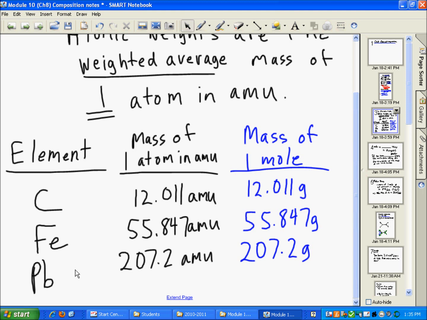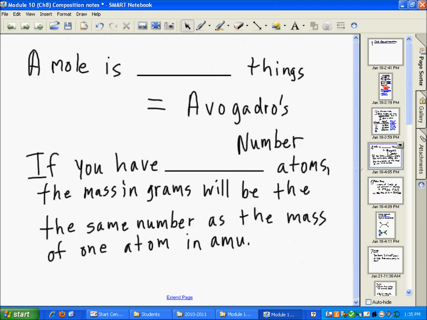For lead, the atomic weight listed is 207.2 atomic mass units, so lead being number 82 in the atomic number. Now let's put this third column on hold for a moment. We'll come back to it, and we're going to jump ahead a page and talk about the mole.